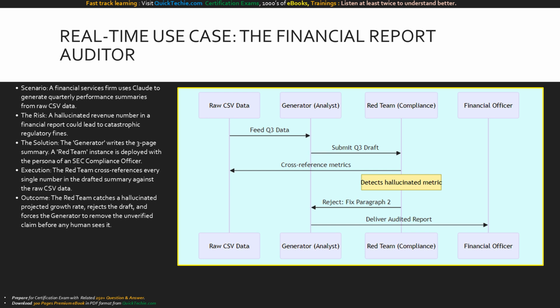This sequence diagram shows the financial workflow. Raw CSV data is fed to the generator, acting as the analyst. The analyst submits the Q3 draft to the red team, acting as compliance. Crucially, the red team securely cross-references the metrics back against the original raw CSV data. It detects the hallucinated metric, rejects the draft, and forces the generator to fix paragraph 2. Only the fully audited report is delivered to the human financial officer.